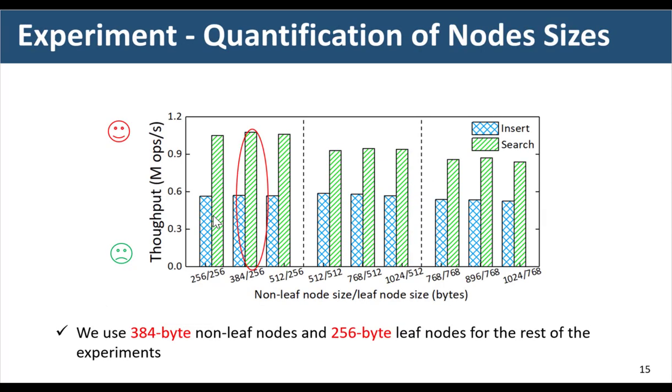Node size is a key factor that impacts the performance of the B+ tree. In the first experiment, we test the impact of different node sizes on the performance of the ROWE-tree. The slide shows the results. According to the experimental results, we set the non-leaf nodes to 384 bytes and the leaf nodes to 256 bytes for the rest of the experiments.